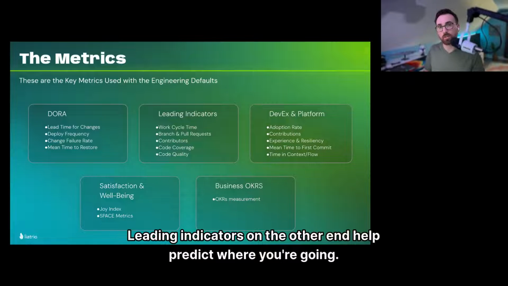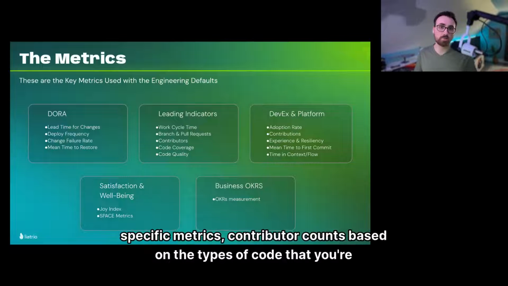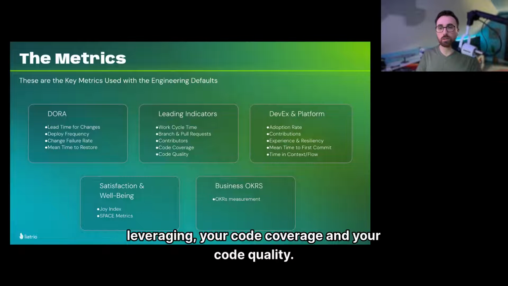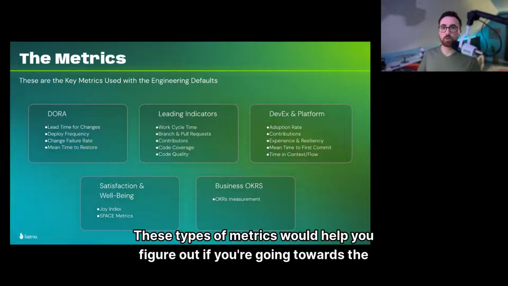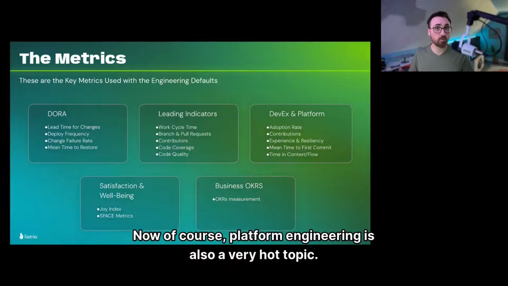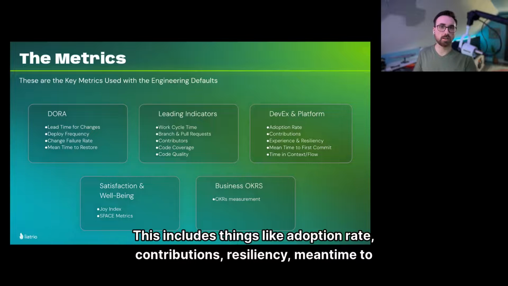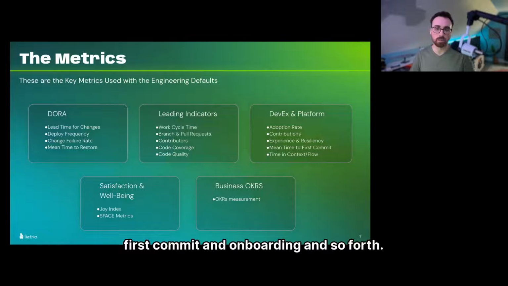Leading indicators, on the other end, help predict where you're going. So leading indicators include metrics like work cycle time, branch and pull request specific metrics, contributor counts based on the types of code that you're leveraging, your code coverage, and your code quality. These types of metrics would help you figure out if you're going towards the right direction. Now, of course, platform engineering is also a very hot topic. So DevX, the developer experience, and platform metrics are also critical. This includes things like adoption rate, contributions, resiliency, mean time to first commit and onboarding, and so forth.